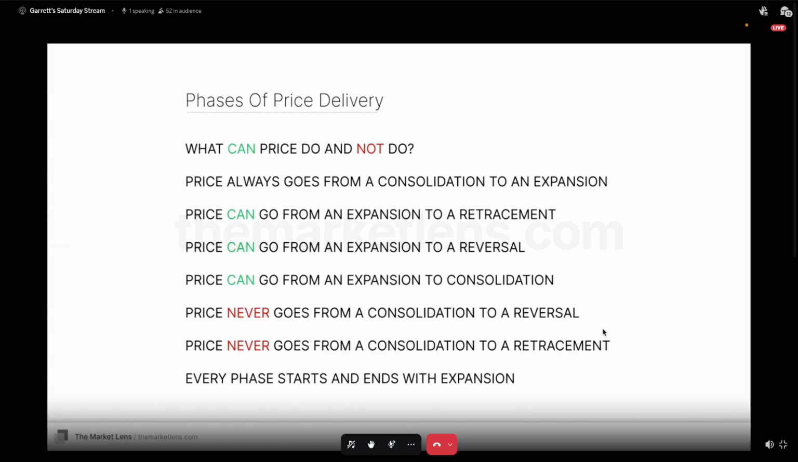So let's go over phases of price first. So what can price do and not do? Price always goes from consolidation to an expansion. Price can go from an expansion to a retracement. Price can go from an expansion to a reversal, and price can go from an expansion to a consolidation, right? Price never goes from a consolidation to a reversal, and price never goes from a consolidation to a retracement. Every phase of price starts and ends with expansion.